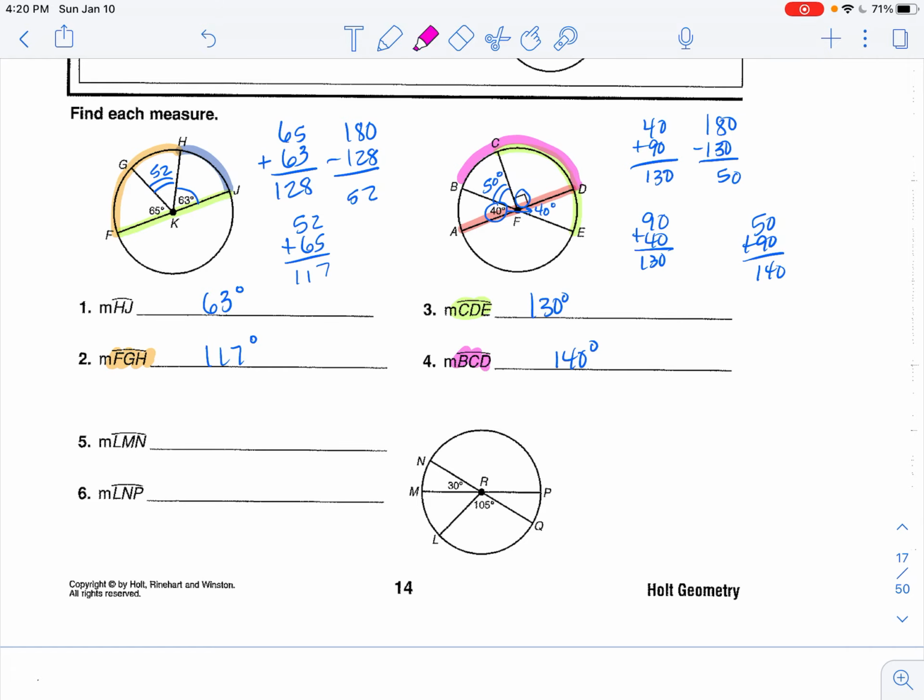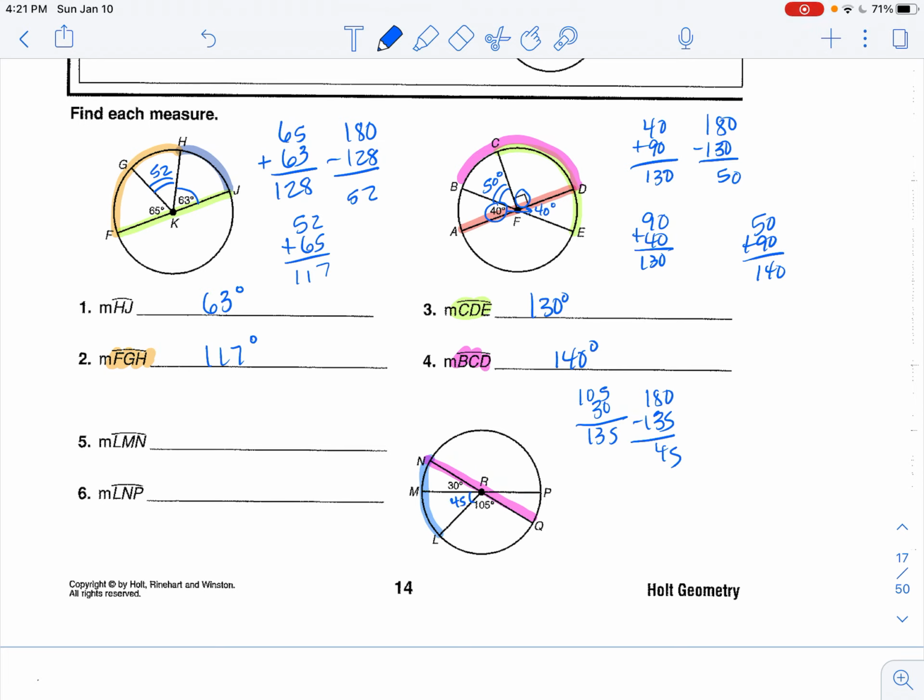In problem number 5, it's asking for the measure of arc LMN. So I'm going to start by highlighting it. From L to M to N. Okay, so let's see what we can do here. Well, we do have a diameter NQ, and so I know that half the circle, the semicircle, is 180. If I add 30 and 105, that's 135. If I subtract that from 180, that's going to give me 45.